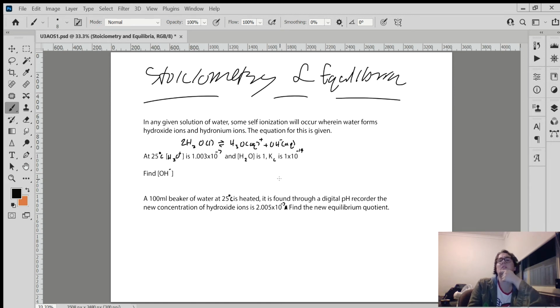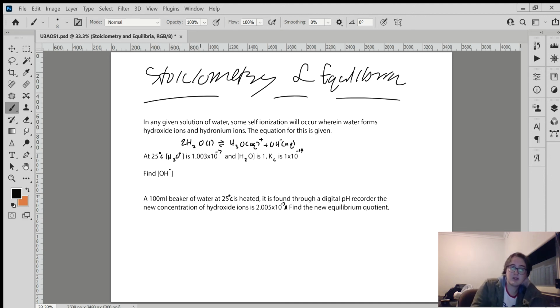Oh, yeah, that's not right. No, since water is a liquid, we just call it 1. If something's in a different state, we just say it's 1, because you can't really have the concentration of something that isn't aqueous or isn't a gas. In this case, it's liquid water, so it's just 1. And K of C is 1 times 10 to the negative 14.